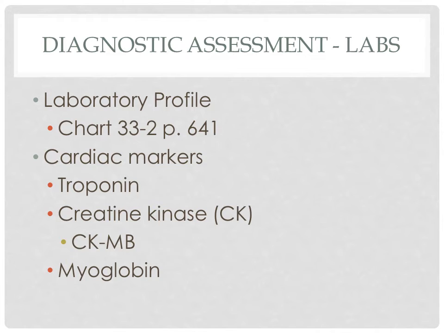So troponin is going to be a myocardial muscle protein that is released with injury to cardiac muscle. So troponins T and I specifically are what they're going to be looking for, and they are not found in healthy patients. Troponins T and I indicate cardiac necrosis or acute MI.